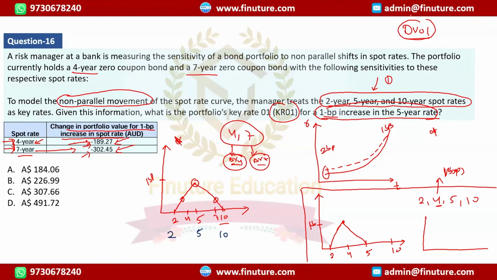Okay, Nishita, basically you have been given a bond portfolio and you are given sensitivity at the 4th and 7th year. When I say sensitivity, it means if your interest rate at 4 years changes by 1 basis point, how much is the change in your bond portfolio? It's 189 Australian dollars in this case. If your interest rate changes at 7 years by 1 basis point, it is $302.45. So if anyone asks me, if my 7-year rate increases by 1 basis point, what would be my change in bond portfolio?